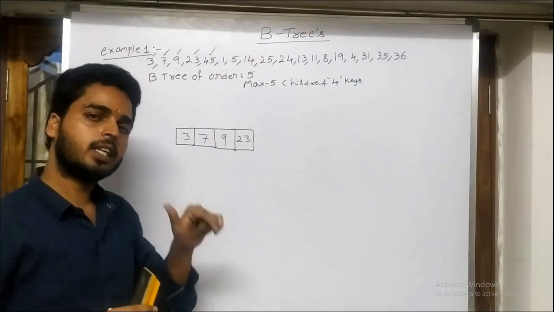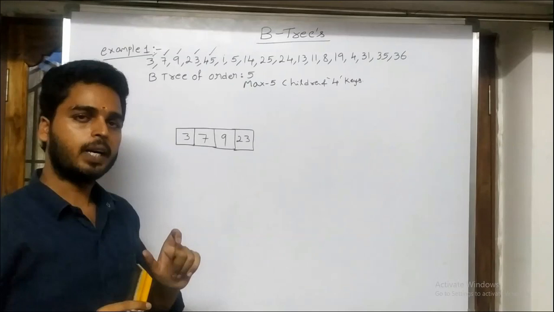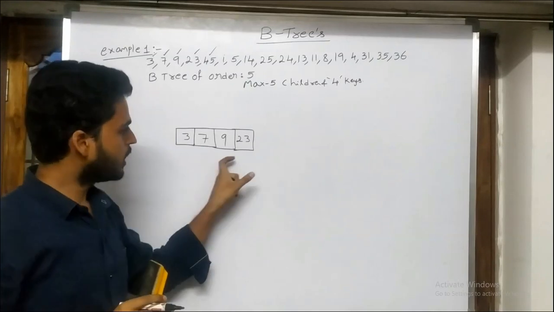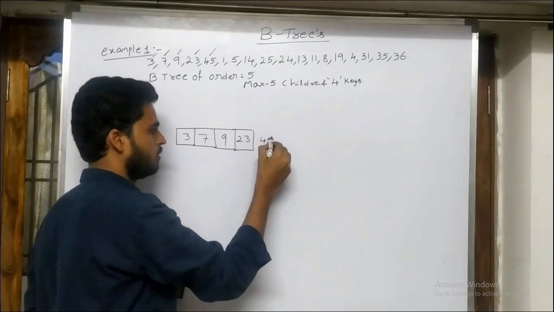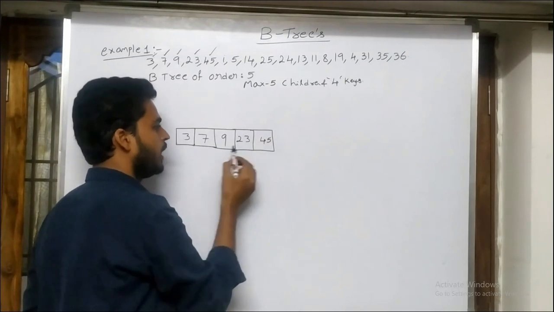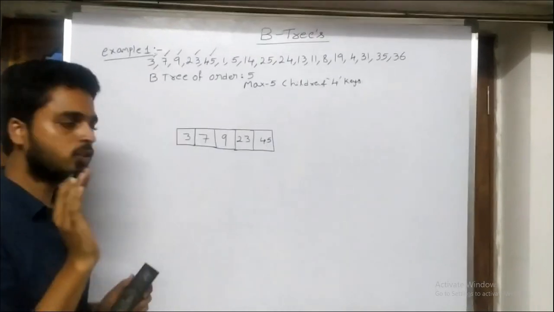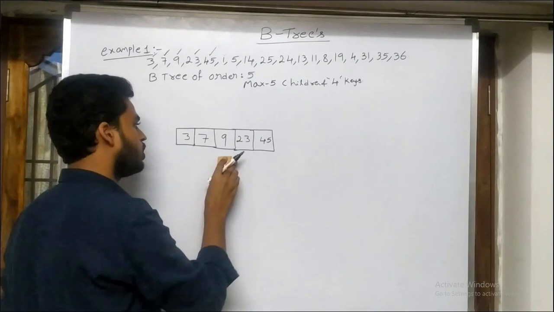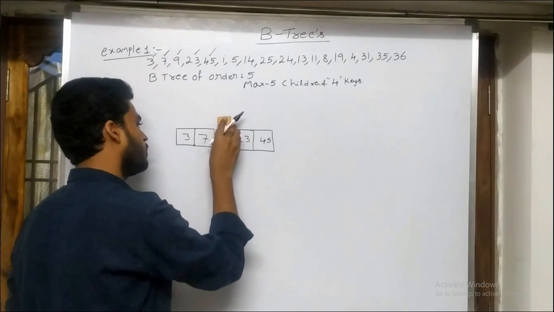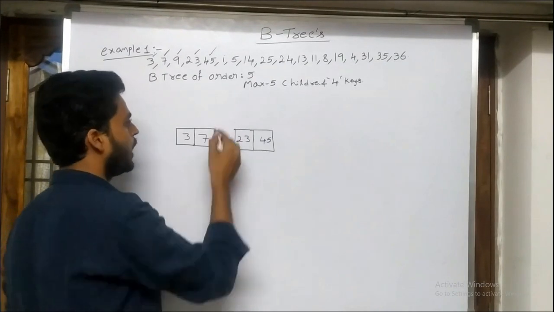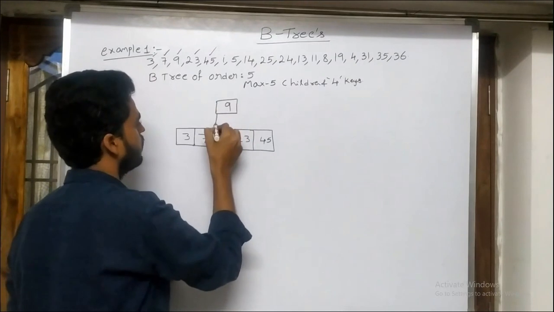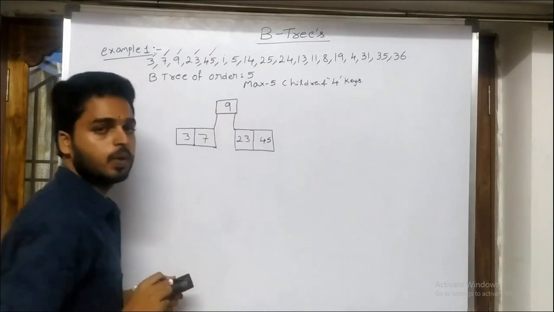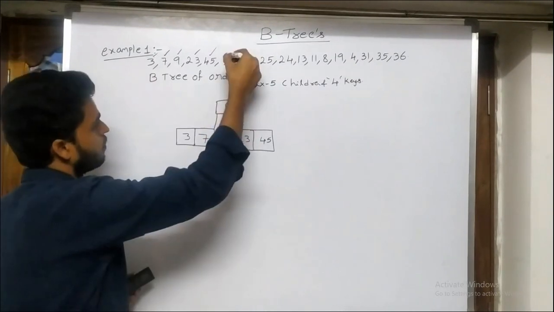45 will be inserted at the leaf node. But if I insert the value 45 here, it is violating the property. When it is violating the property, you need to pick up the median element, and you need to make it as a root node. Make it as root node. Okay. Next I got 1.